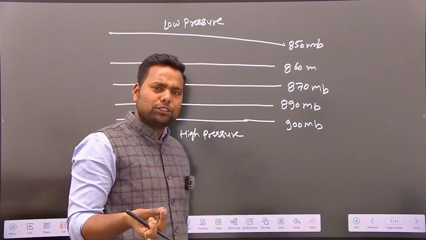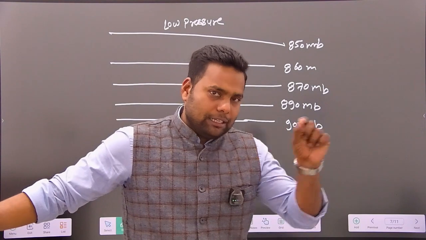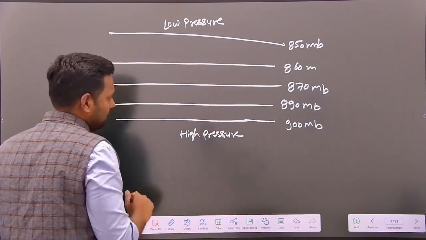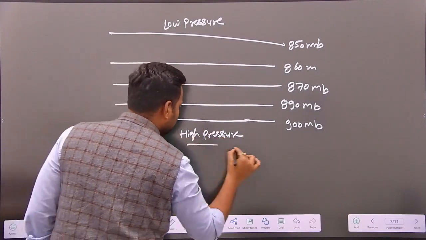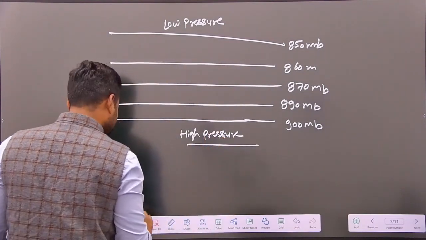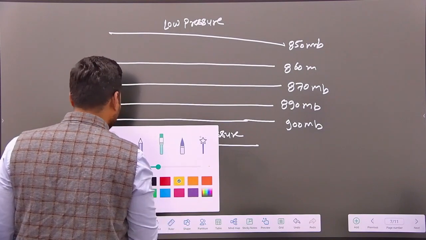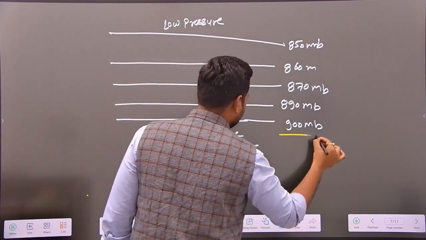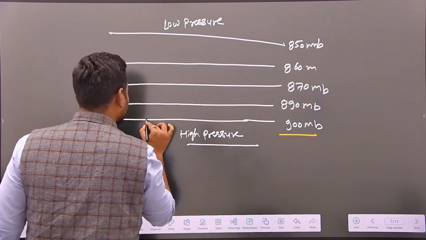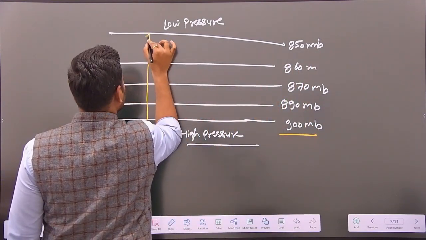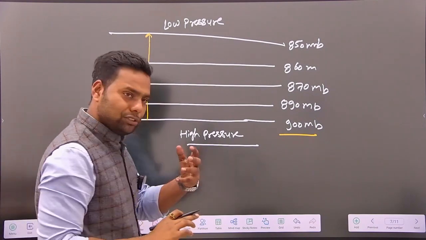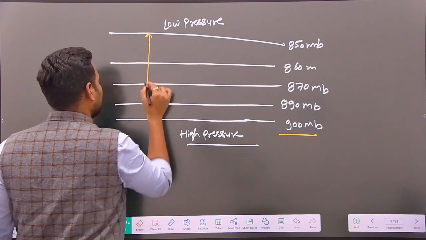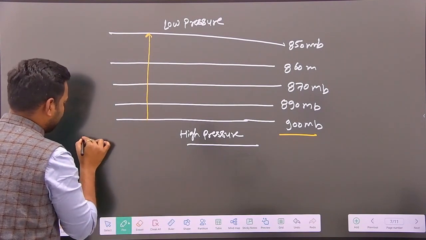What is the meaning of isobar line? The line which joins equal pressure. Here is a high pressure and here is a low pressure. In this condition, when the earth is not a rotatory body, due to the pressure difference, when we move from high pressure to low pressure, the pressure gradient force is perpendicular to the isobar line.